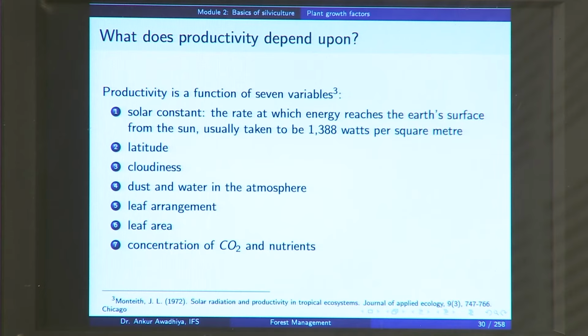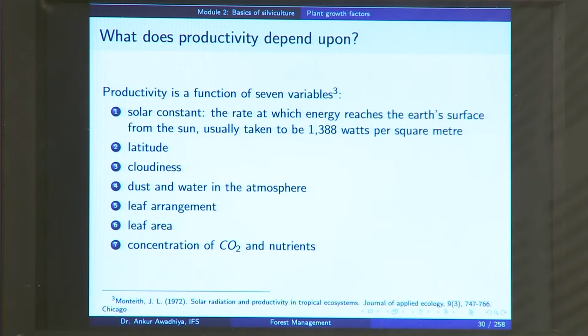However, the actual amount of light that will be received at any particular location will depend on the latitude of that location. If a location is near the equator, the sun rays fall directly overhead in that region, and so more energy will be made available. Whereas if we move towards the poles, the light will be incident at a very oblique angle, and so the amount of energy available to the plants will be less. So, productivity also depends upon the latitude of the area.